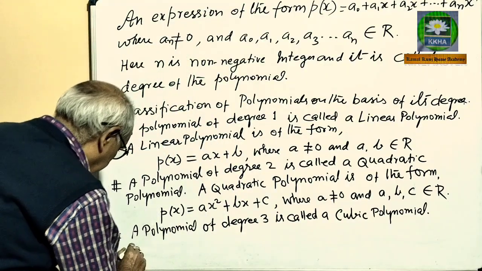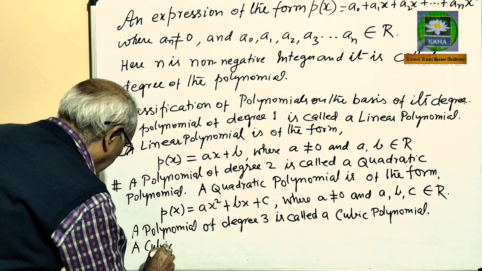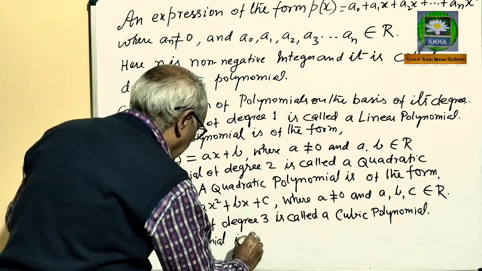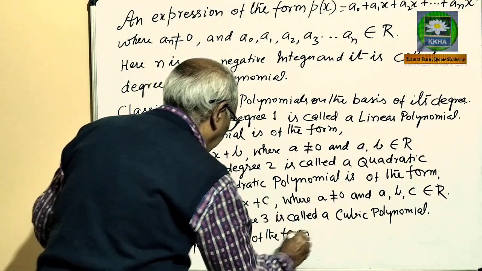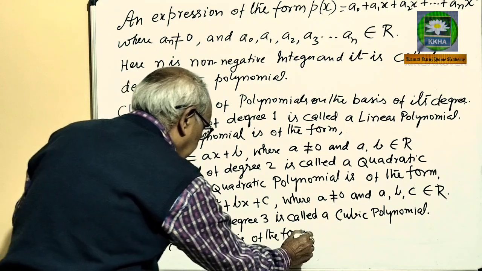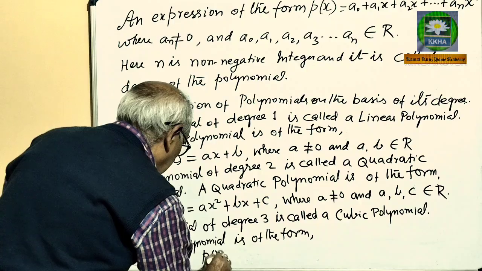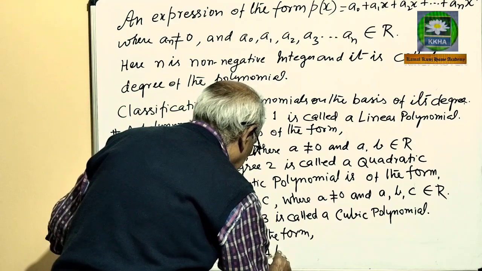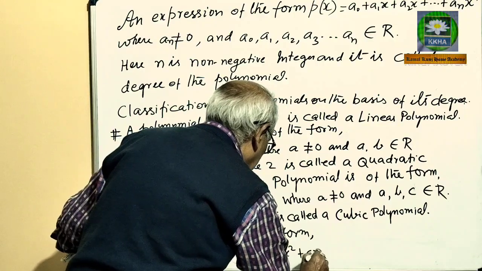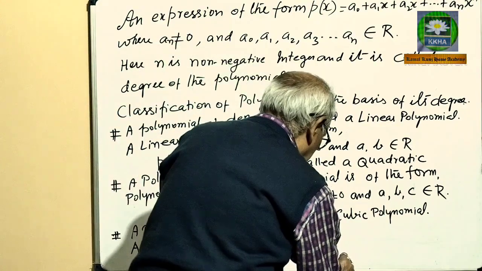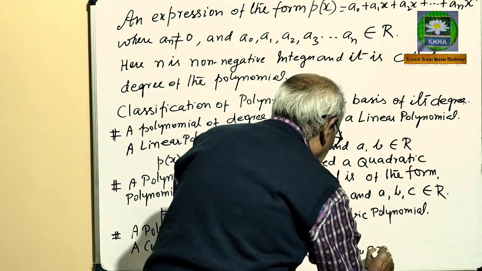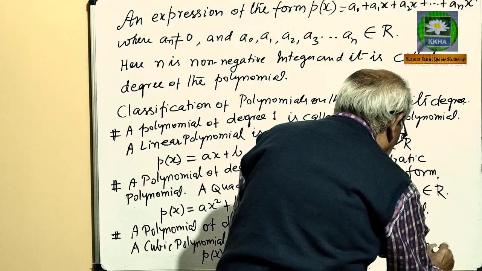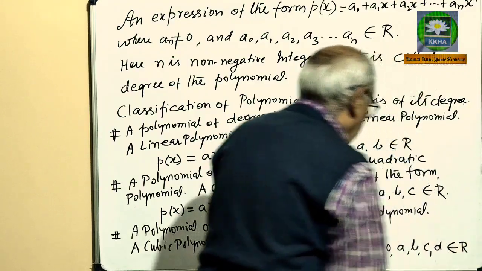A cubic polynomial is of the form P(x) equal to ax cubed plus bx square plus cx plus d, where a is not equal to 0, and a, b, c and d are real numbers belonging to R.